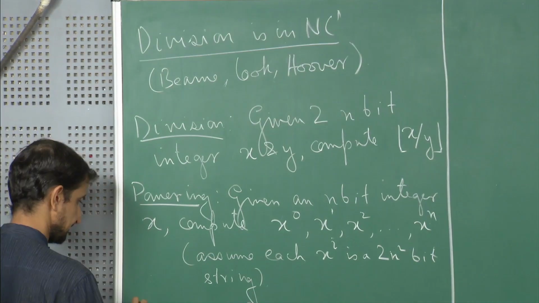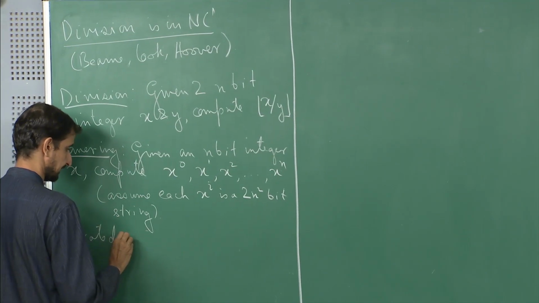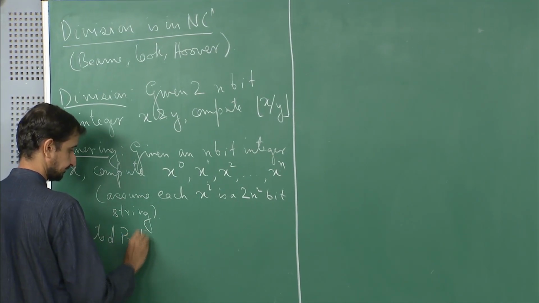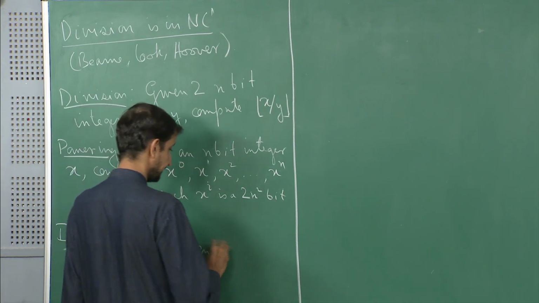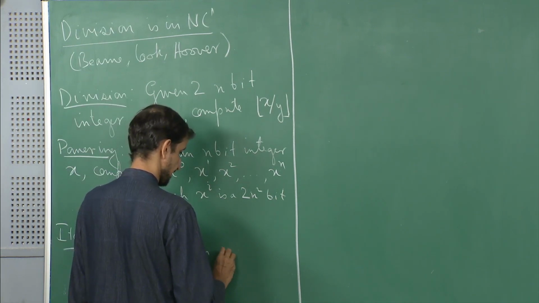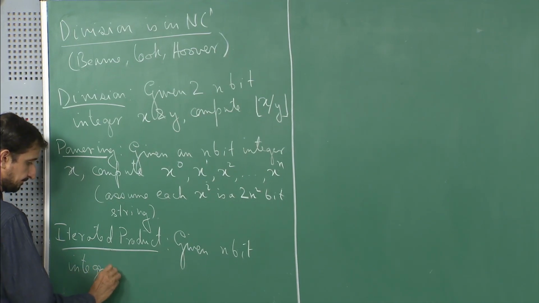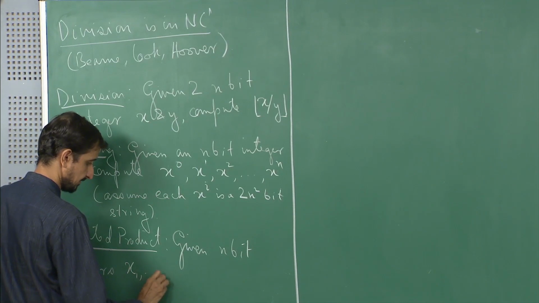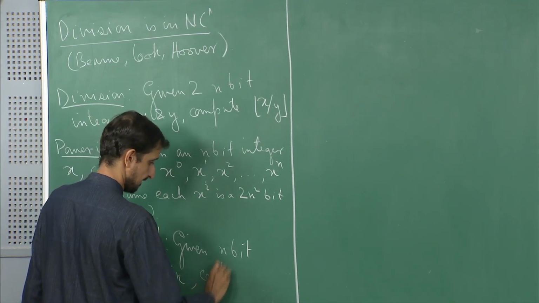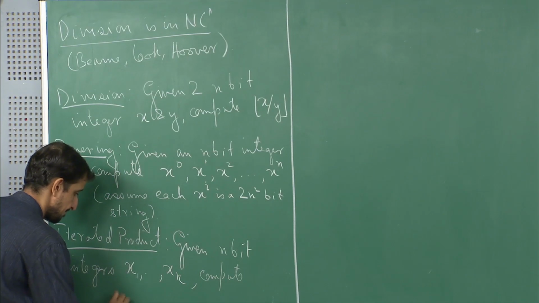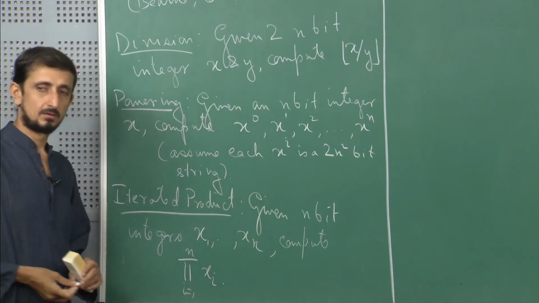The third problem is iterated product. We have seen iterated addition and we have seen single multiplication, but let us call this iterated product or iterated multiplication. Given n bit integers x1 to xn, we want to compute the product of all these numbers.